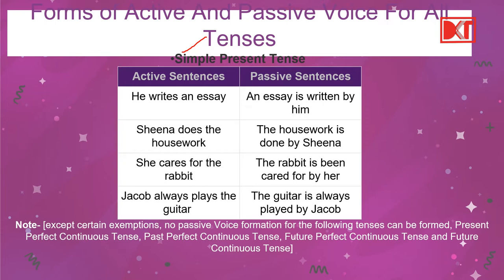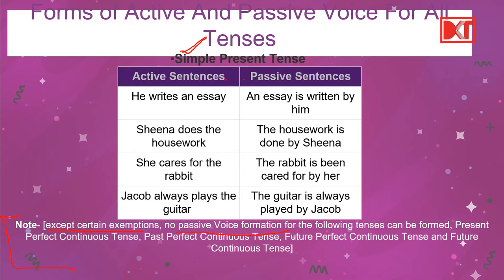हमने कैसे पढ़ा था? पास्ट पार्टिसिपल में कन्वर्ट होगा. और यहाँ पे नोट्स पढ़ लेते हैं कि एक्सेप्ट सर्टेन एग्जेम्पशंस, कोई भी नो पैसिव वॉइस फॉर्मेशन फॉर द फॉलोइंग टेंसेस कैन बी फॉर्म्ड: प्रेजेंट परफेक्ट कंटिन्यूअस टेंस, पास्ट परफेक्ट कंटिन्यूअस टेंस, फ्यूचर परफेक्ट कंटिन्यूअस टेंस और फ्यूचर कंटिन्यूअस टेंस. तो इनके लिए पैसिव वॉइस फॉर्मेशन नहीं हो सकती एक्सेप्ट फॉर सर्टन एग्जेम्पशंस, कोई ना कोई एग्जेम्पशंस मिल ही जाएंगे. ऑलराइट, बट हियर लेट्स फोकस ऑन सिंपल प्रेजेंट टेंस, एक्टिव सेंटेंस एंड पैसिव सेंटेंस.